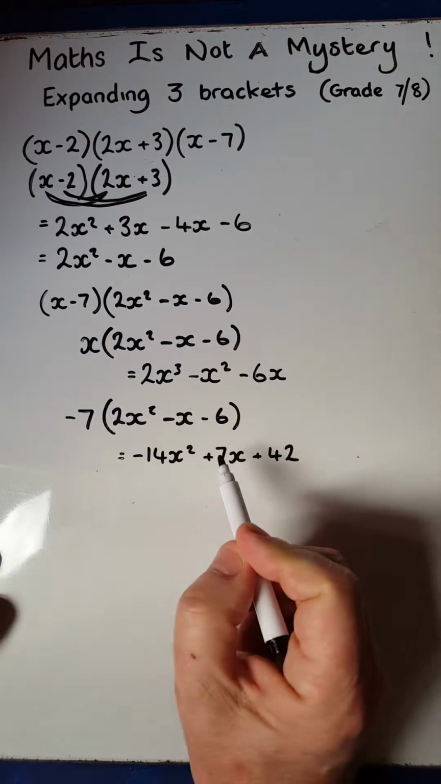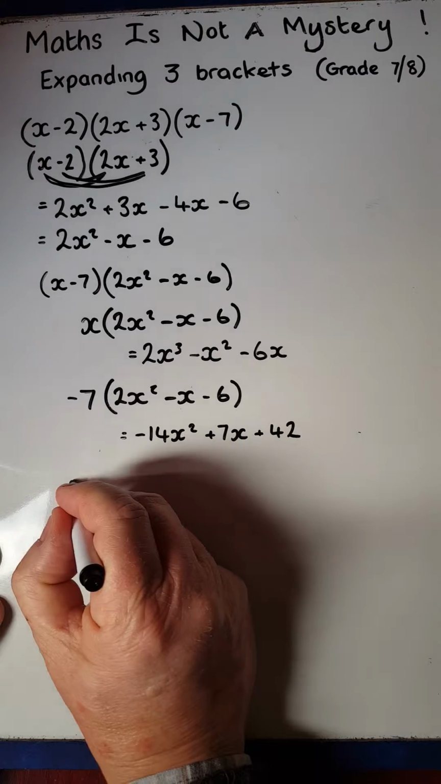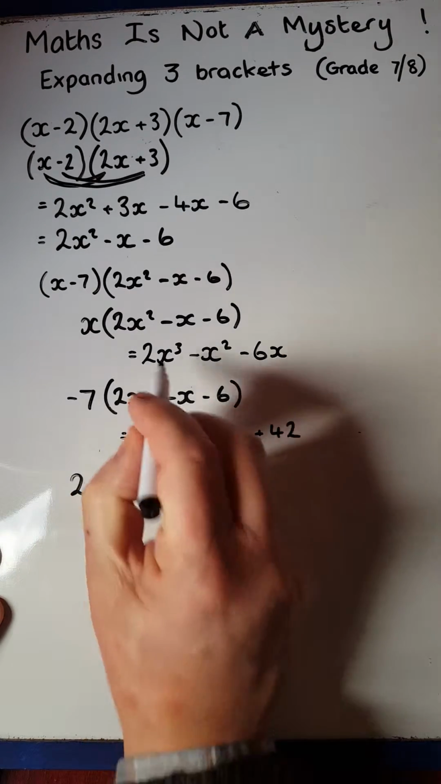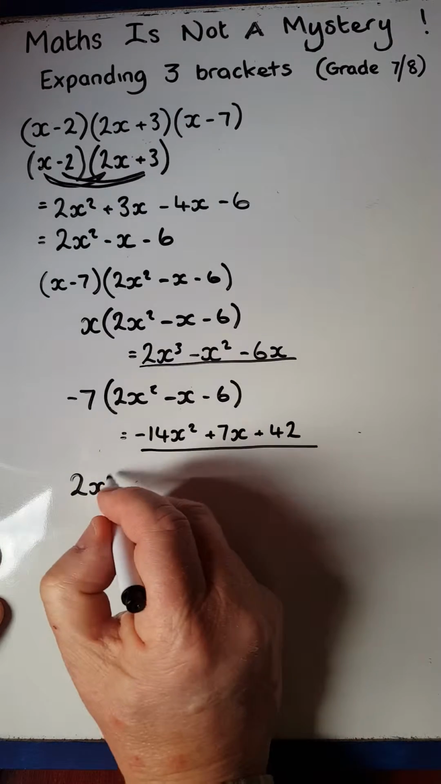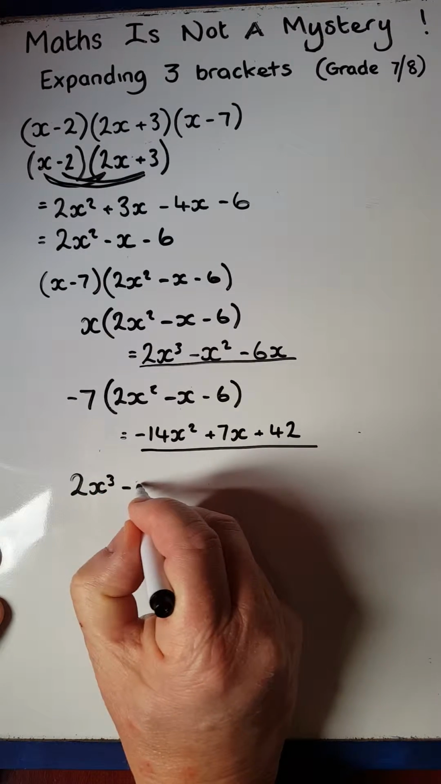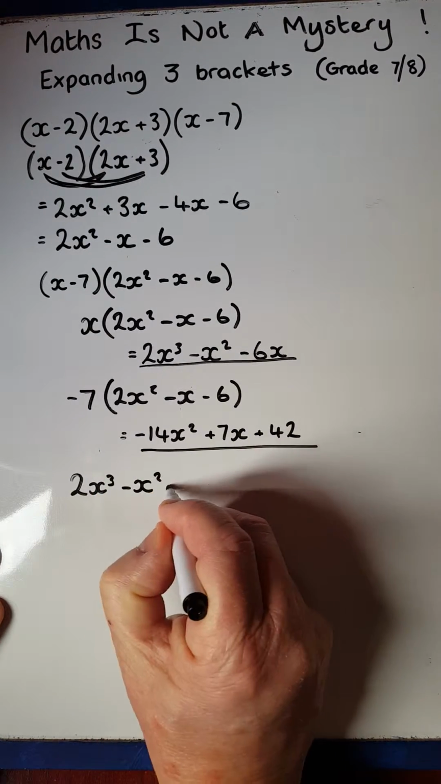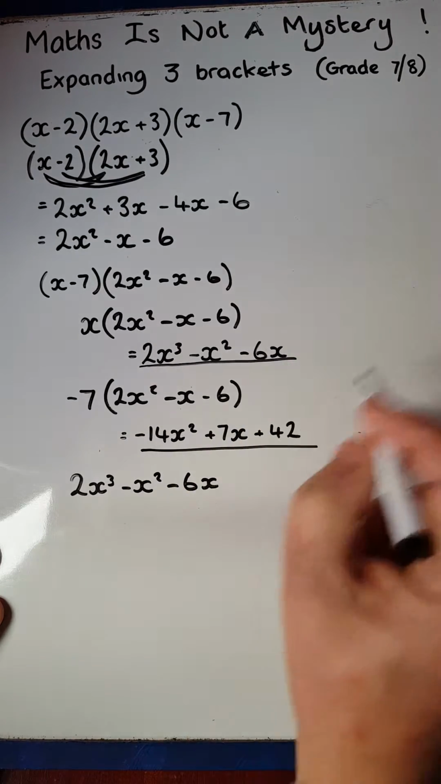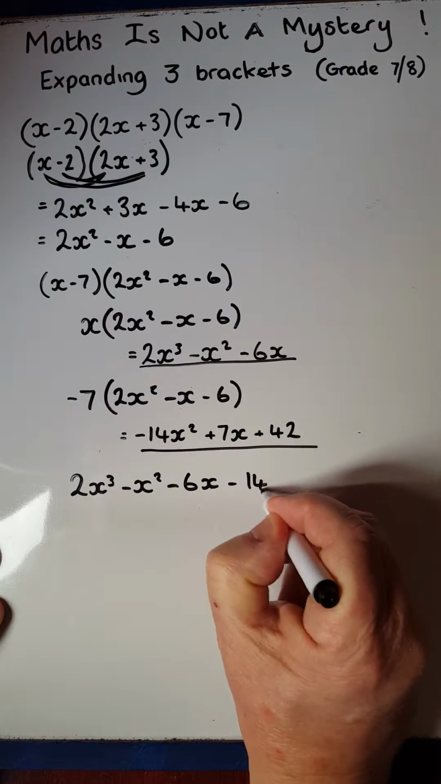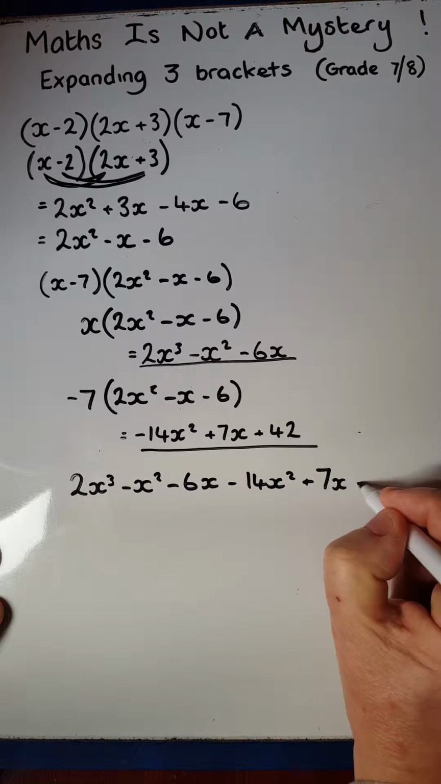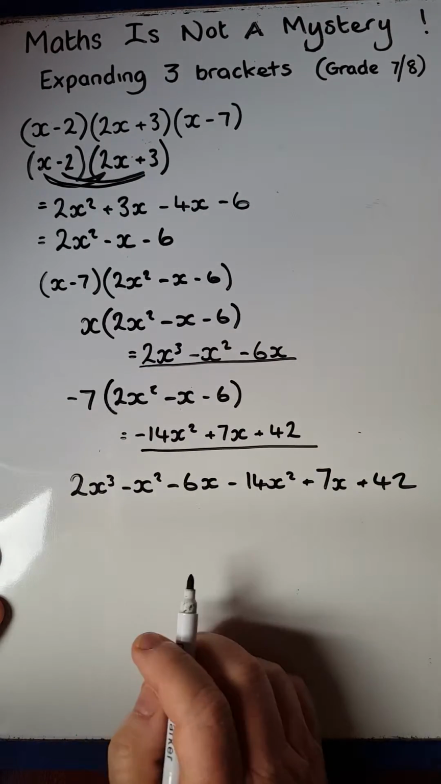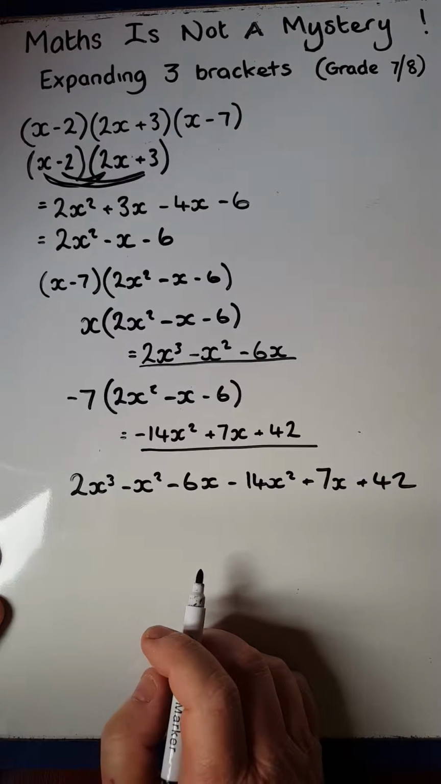I'm going to write those out now in one full long line. It doesn't really matter what order. I'm just going to start from the beginning here and then carry on here. So 2x cubed minus x squared minus 6x, that's the top line done, minus 14x squared plus 7x plus 42. And now it's just a matter of collecting like terms.